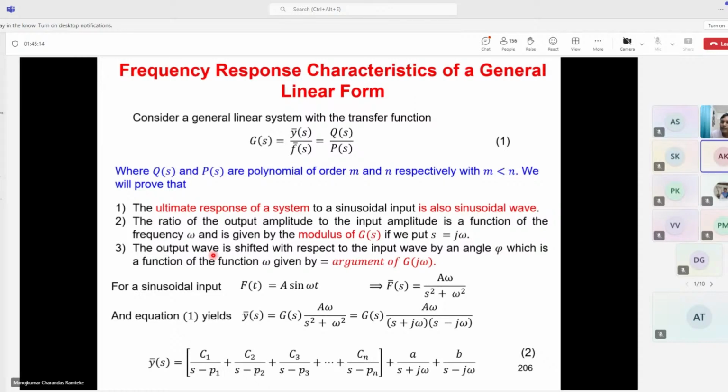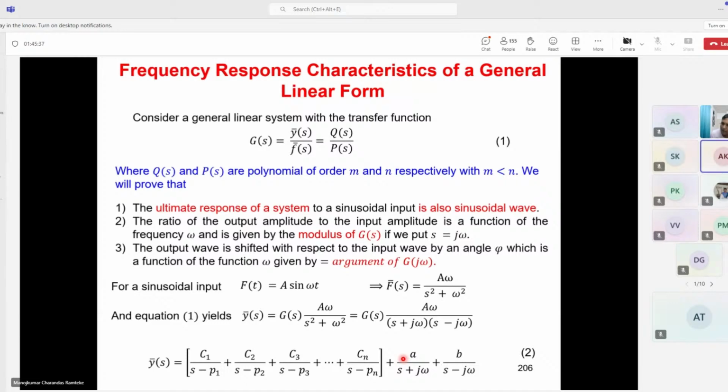Now remember, this entire bracket is actually coming from where? This is coming from G(s). Whereas these remaining two roots are actually coming from what? These are coming from the sinusoidal input. Do you all agree?